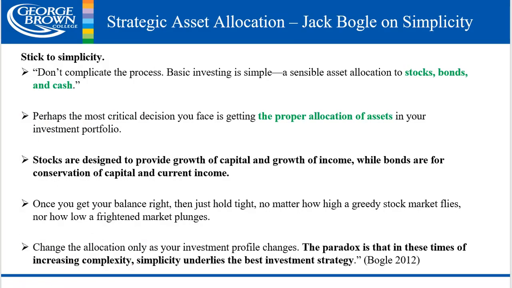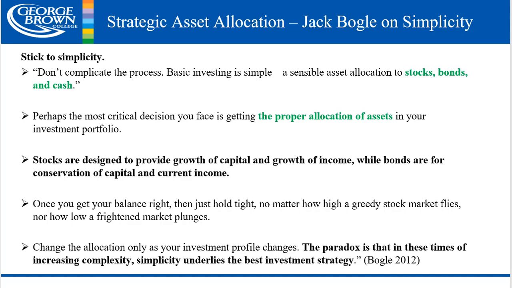Again, it's just a couple of quotes from another legendary investor named Jack Bogle. His message is stick to simplicity. Don't complicate the process. Basic investing is simple: a sensible asset allocation to stocks, bonds, and cash. Perhaps the most critical decision you face is getting the proper allocation of your assets into your investment portfolio. There's different strokes for different folks. We have different willingnesses and abilities to take on risk. For some individuals and families, the proper allocation might be very secure, whereas for another individual or family, it might be much more aggressive growth.